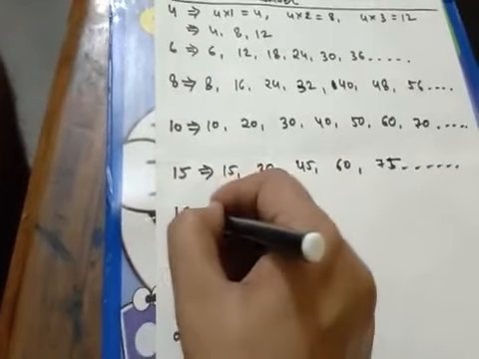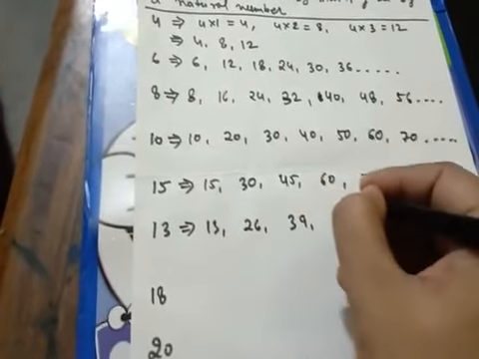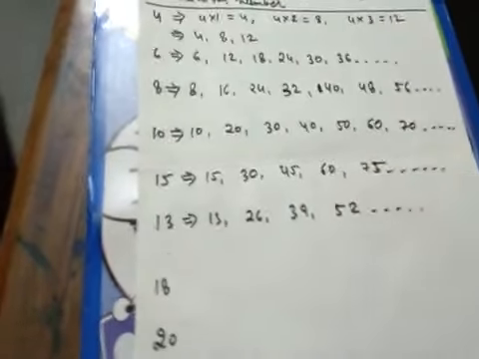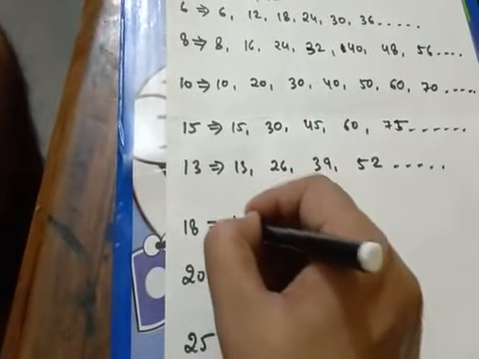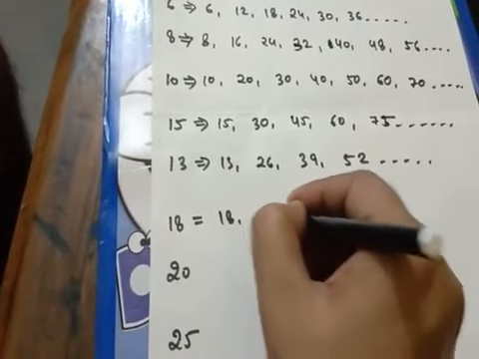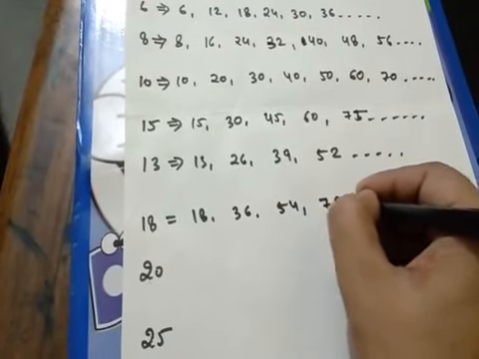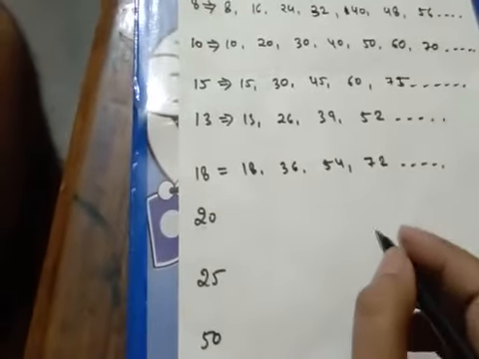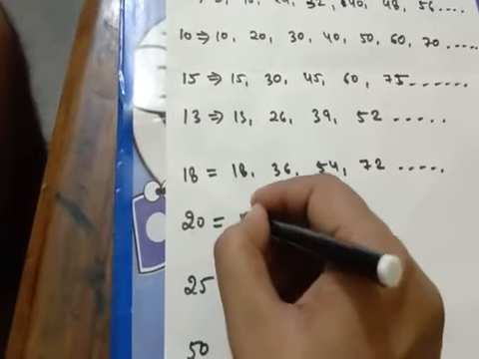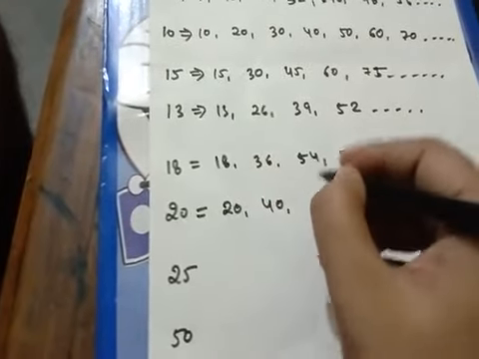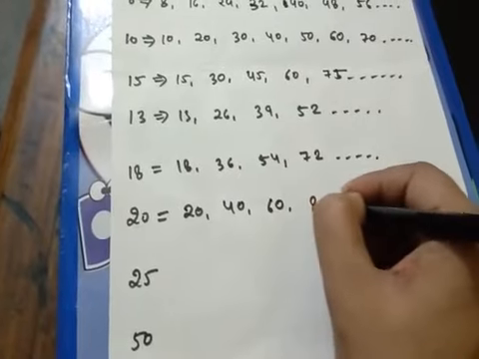In the same way 13 1 ja 13, 13 2 ja 26, 13 3 ja 39, 13 4 ja 52 and so on. In the same way 18 1 ja 18, 18 2 ja 36, 18 3 ja 54, 18 4 ja 72 and so on. In the same manner, multiples of 20 are 20 1 ja 20, 20 2 ja 40, 20 3 ja 60, 20 4 ja 80.